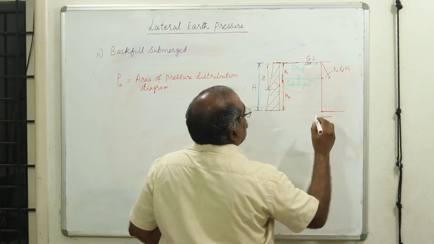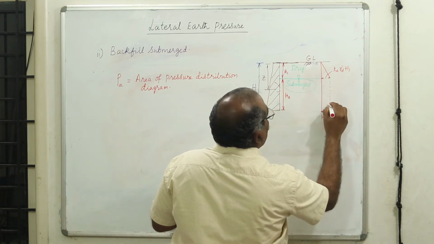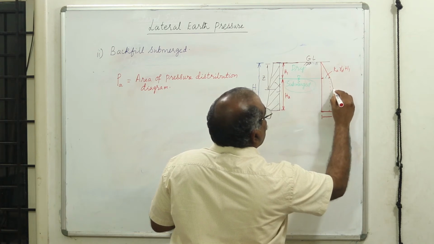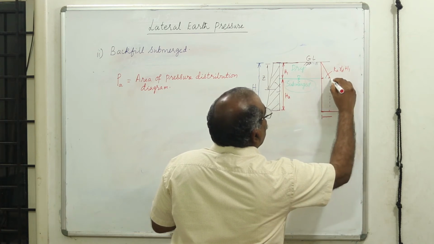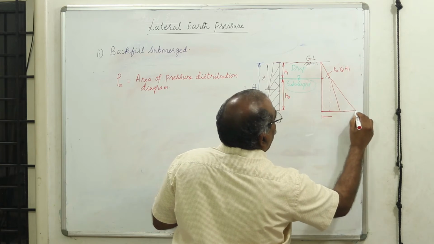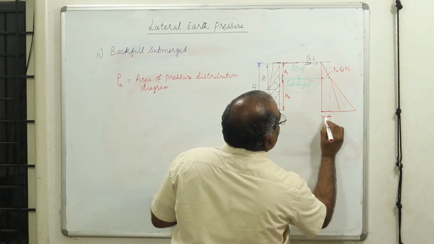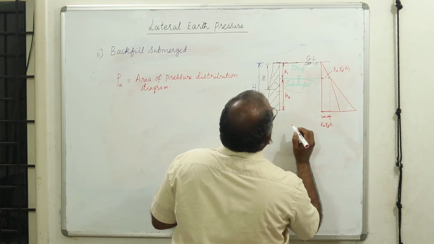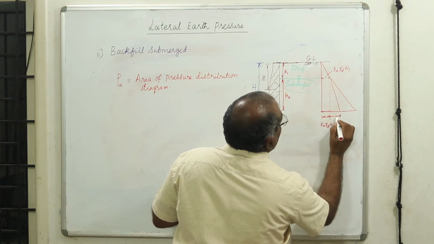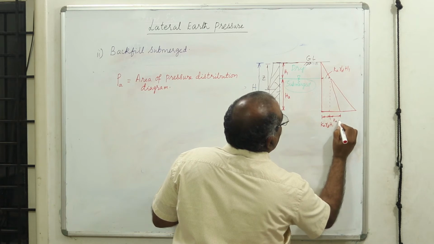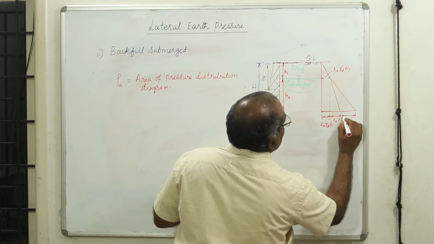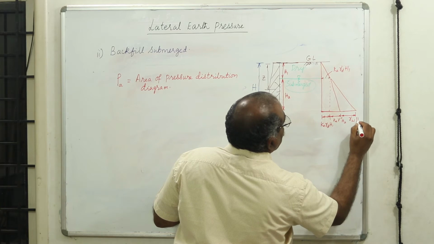Now, since this is submerged, you have this vertical same pressure, then we will have slightly deviated pressure, then we will have this one. This is K gamma D into H1, then this will be K into gamma submerged into H2 plus gamma W into H2.